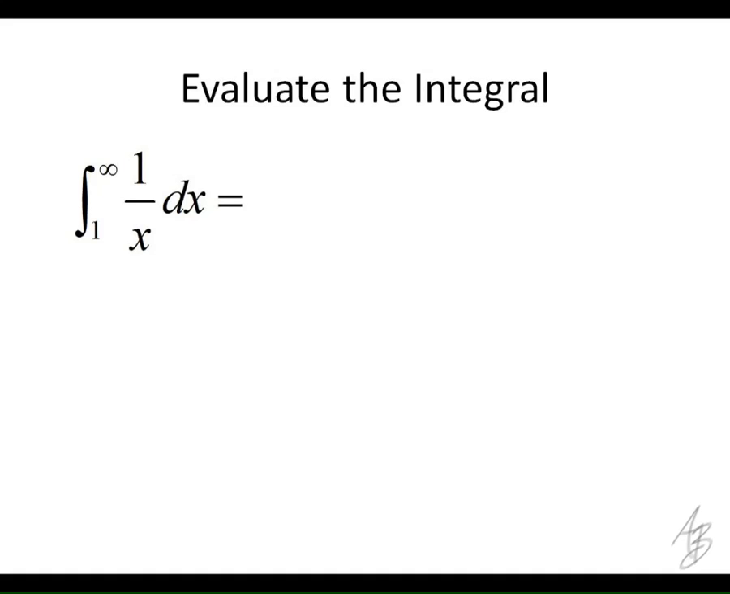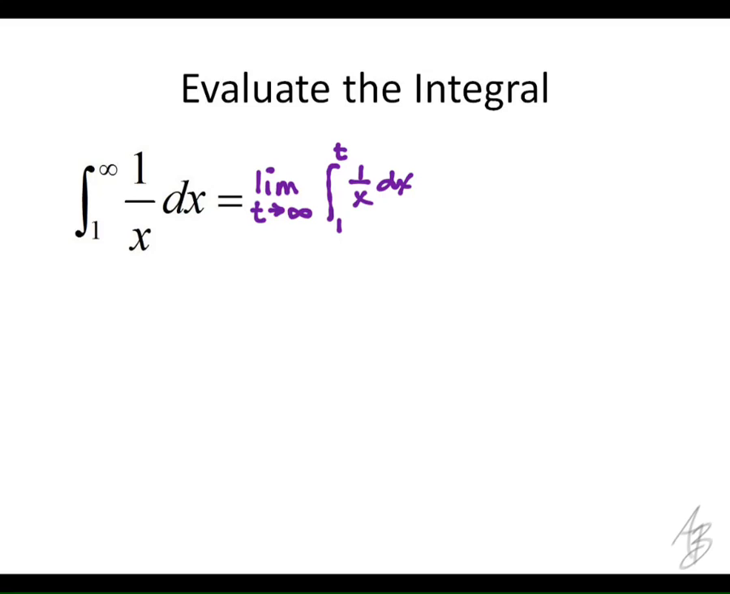The first thing we need to do here is get rid of the infinity in my upper limit. So how do I do that? Write it as a limit. So we're going to rewrite it as the limit as t approaches infinity of the integral from 1 to t of 1 over x with respect to x.